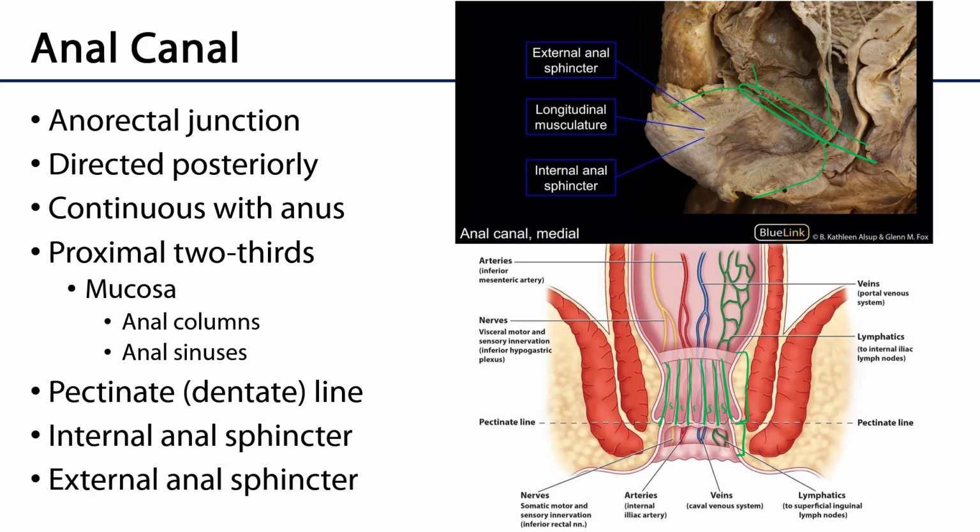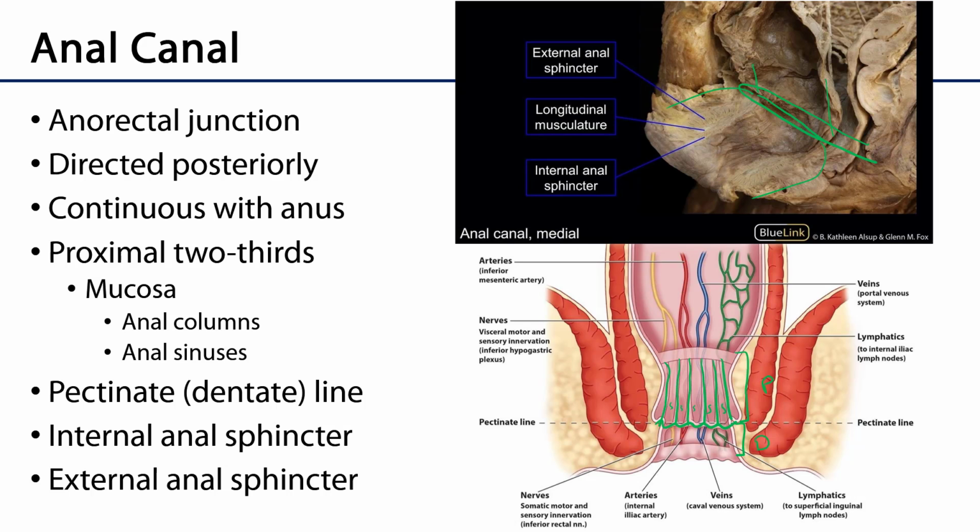See that there. When we go down to where the columns and the sinuses meet, we have something known as the pectinate or dentate line. That pectinate dentate line is going to distinguish the proximal anal canal from the distal anal canal, and various patterns of neurovascular supply.